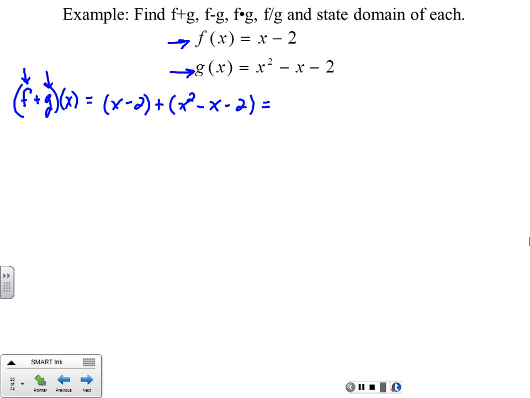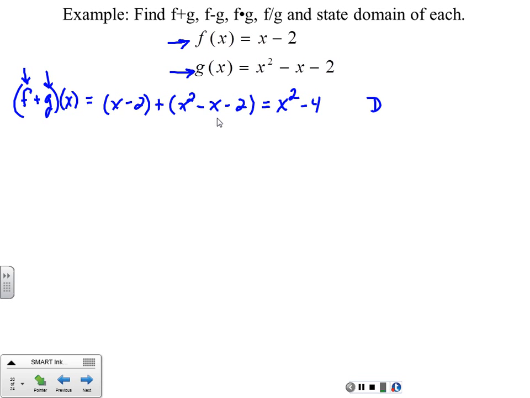And of course, it does need to be in descending order, so we'll start with that x squared in that trinomial group. And then we'll put those two x's together, so we have x plus a negative x, which of course is going to go to 0. And then we have a negative 2 plus a negative 2, which is going to be a negative 4.